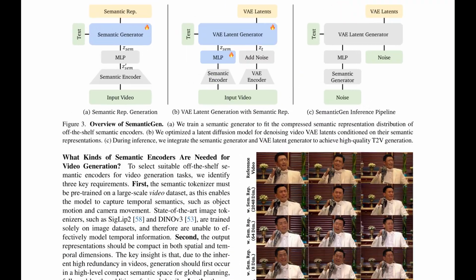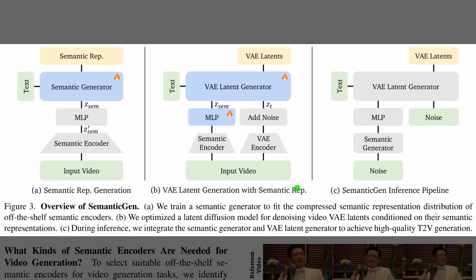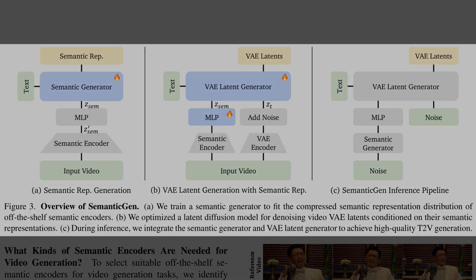Figure 3 turns the big idea into a concrete training and inference recipe, so the model plans in semantics before it renders pixels. This figure shows 3 panels, and the key concept is the semantic representation, which acts like a compact scene blueprint. Panel A trains a semantic generator to match encoded video semantics after an MLP compression step. Panel B trains a V-latent generator to denoise V-latents while conditioning on those semantics. Panel C combines both steps from text to final V-latents.